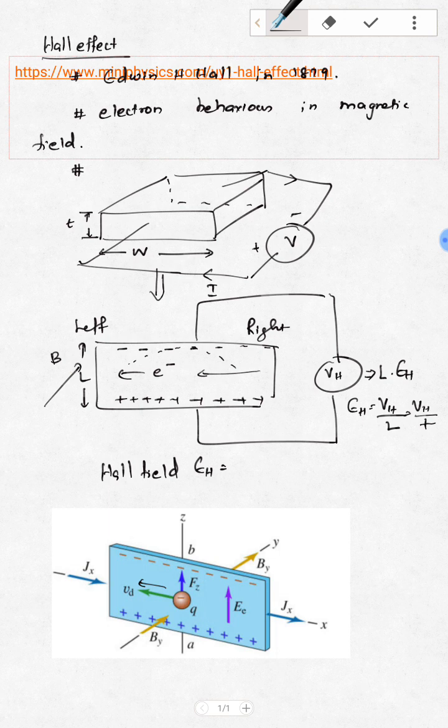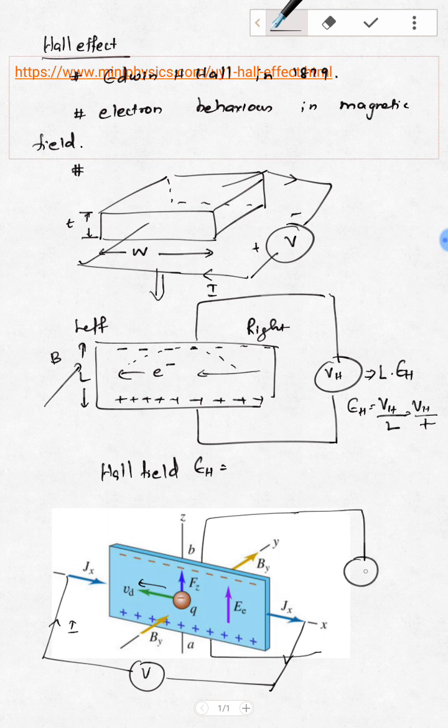So here the supply voltage is connected. As you can see, this is the electron current in this direction, and the opposite is the conventional current. So we can see this is the conventional current and the electron current is flowing in the opposite direction. So if I take any multimeter and connect the top and bottom of the conductor and measure the voltage, this is called the Hall voltage.